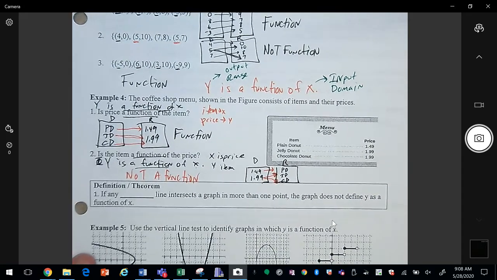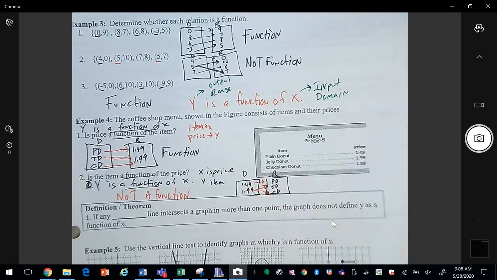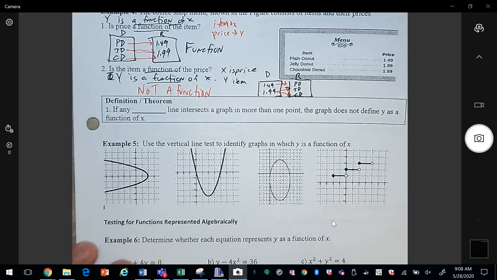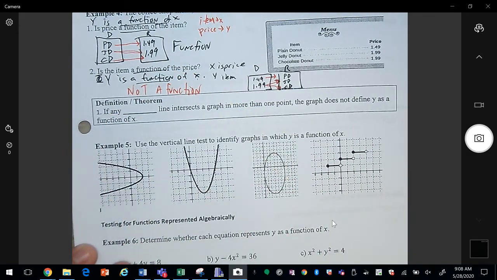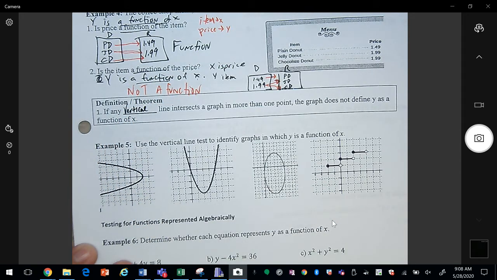So sometimes you're not going to be given a list of ordered pairs, and so you might be given a graph. Okay. So we use something called the vertical line test to help us determine if something is a function.